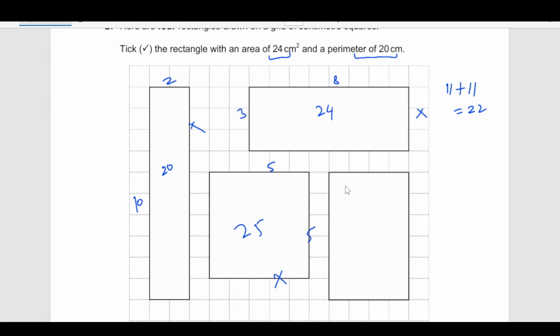Hopefully this should be the answer. 1 2 3 4 for this side, 1 2 3 4 5 and 6. 6 times 4 is 24. So the area is correct. And then the perimeter: 4 plus 6 is 10, and we have 4 plus 6 on this side, 10 plus 10, so it's 20. So this is the one that we are looking for.